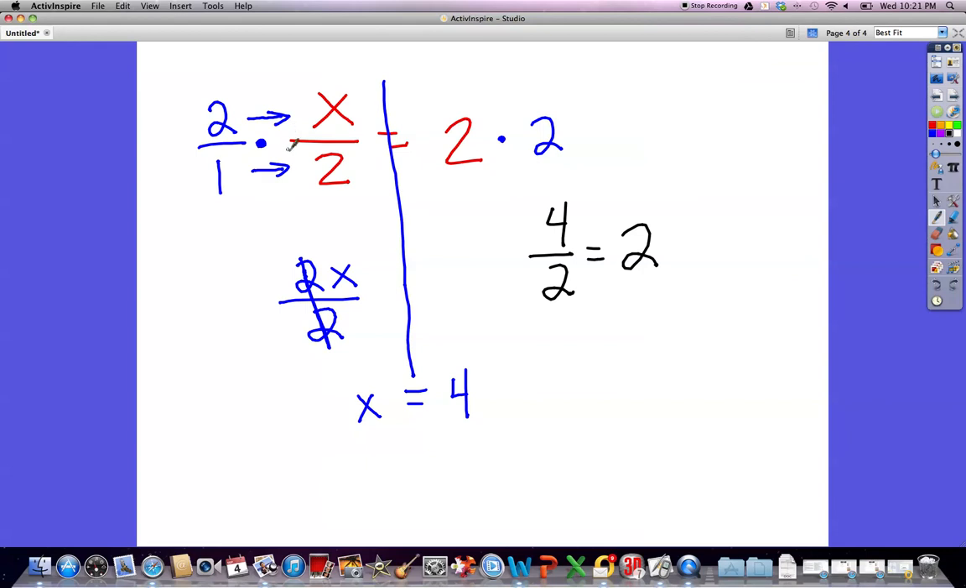And then lastly, we had a division problem, x divided by 2. And to solve division, we used the opposite, which was multiplication. So if I divide by 2, I must multiply by 2 to get my answer. That's why we multiplied by 2.